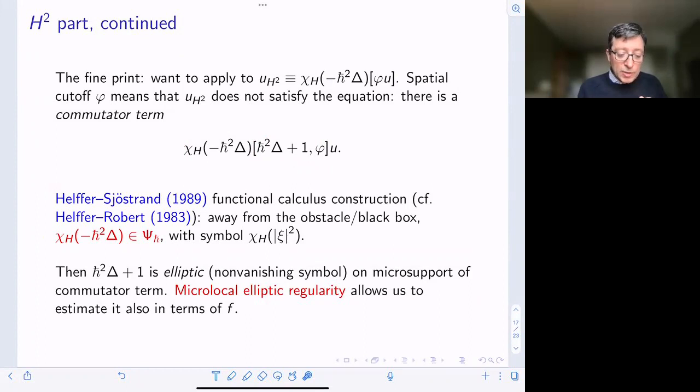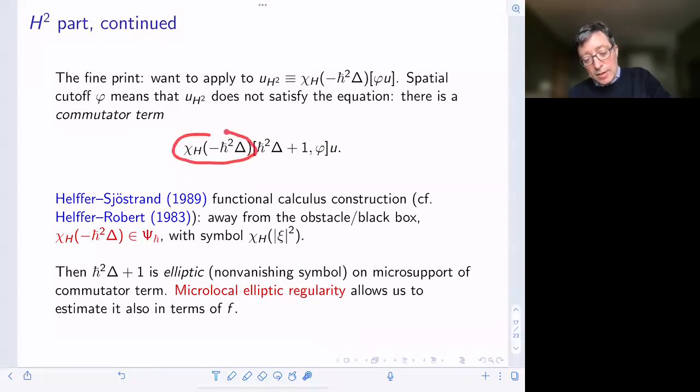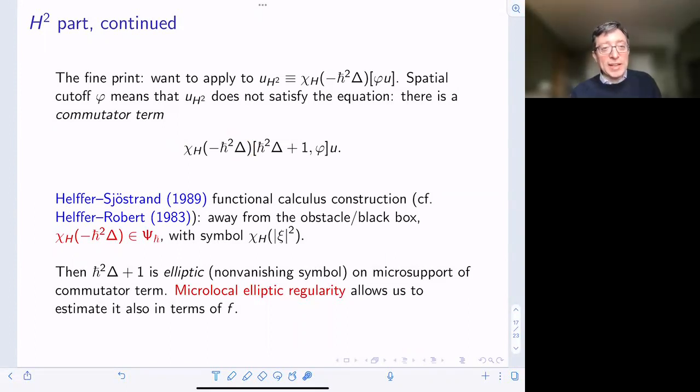So here's where I actually need to know something about pseudo-differential operators. There's a beautiful theorem in this context due to Helfer-Robert and Helfer-Sjöstrand that tells me that this thing is in fact a nice semi-classical pseudo-differential operator, meaning you can think of it as a function of h d by dx, essentially, of h bar d by dx. And it's this function of h bar d by dx to top order. This is its principal symbol. And so it turns out that I now need to use honest elliptic regularity.